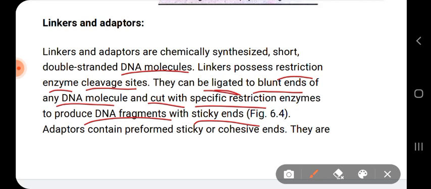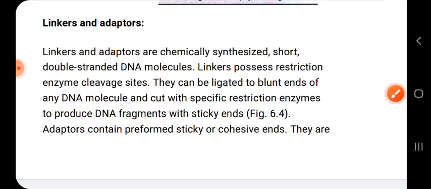Now, this is about the linker. What about the adapter? Let us see. About the adapters, in my opinion, adapters are also short chemically synthesized double-stranded DNA, which already have ready-made sticky ends. So for linkers, we have to make that cleavage by restriction enzyme. In adapters, they have the sticky ends, we have to join them only with the help of ligase enzyme.